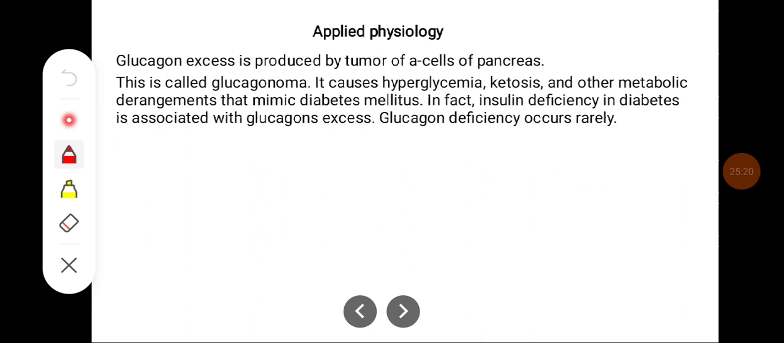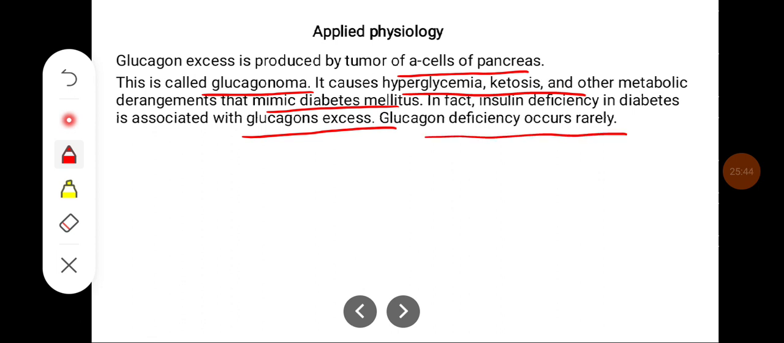Glucagon excess is produced by tumor of alpha cells of pancreas. So this is called glucagonoma. It causes hyperglycemia, ketosis, and other metabolic derangements that mimic diabetes mellitus. In fact, insulin deficiency in diabetes is associated with glucagon excess. Glucagon deficiency occurs rarely.